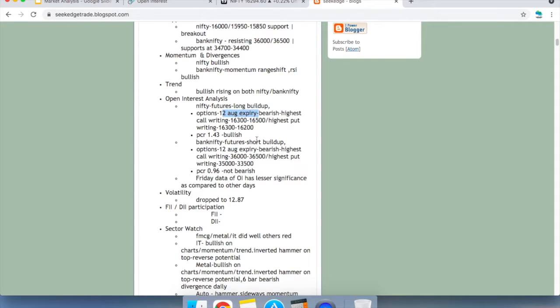So this is a Friday. The expiry week will start tomorrow only. So right now may not be relevant, but as of now, it is showing that it is a bearish chart, right? Highest call writing is at the 16,300, 16,500 range, right? Highest put writing is at the 16,300, 16,200 range, right?